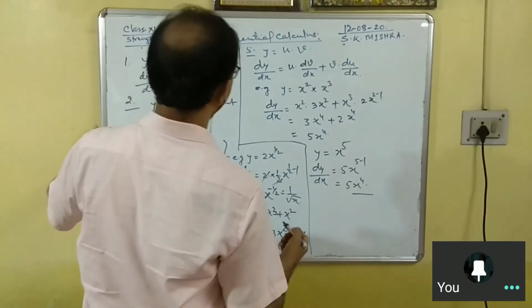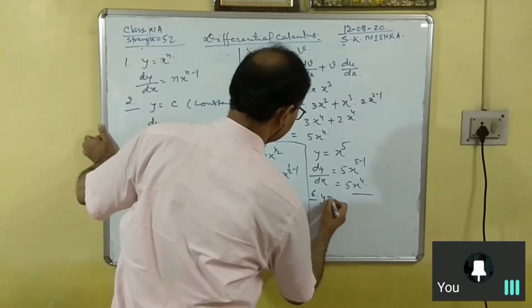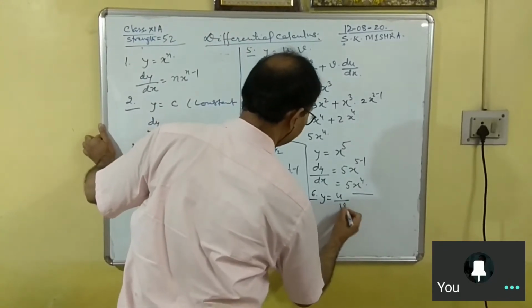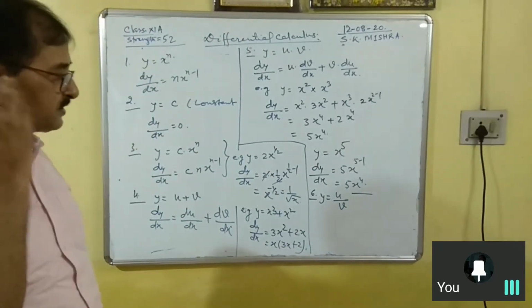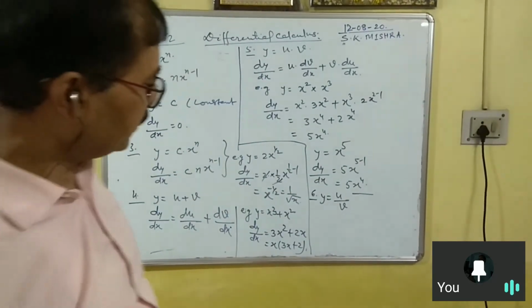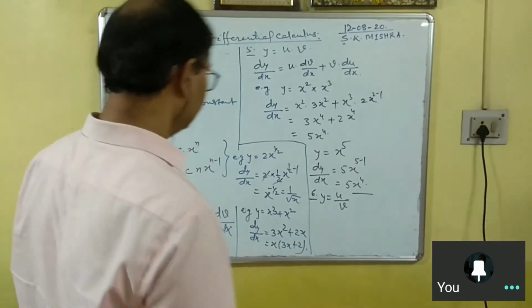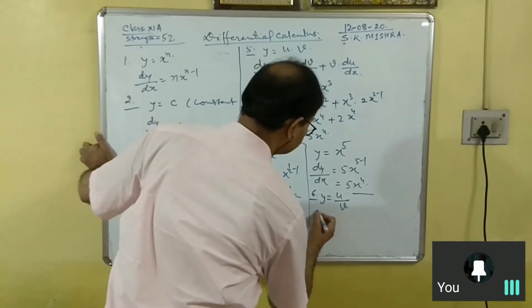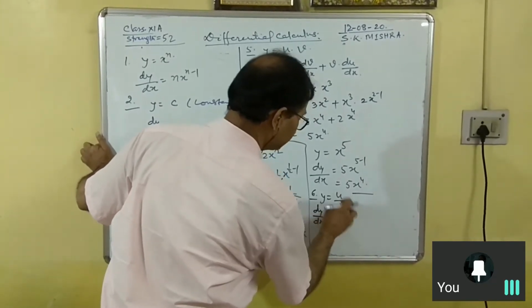If a function is like y is equal to u by v, where u and v are two functions, u is a function of x, v is a function of x, and y is u by v, then dy by dx. Now this is the numerator, this is the denominator.